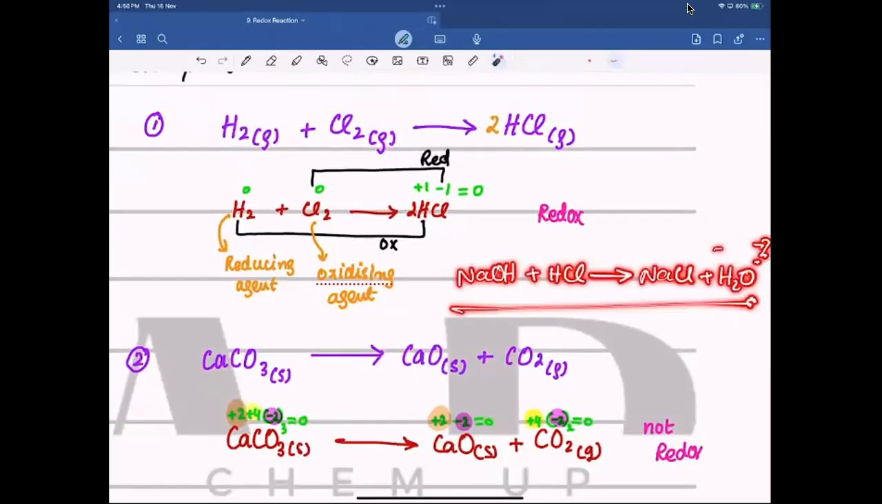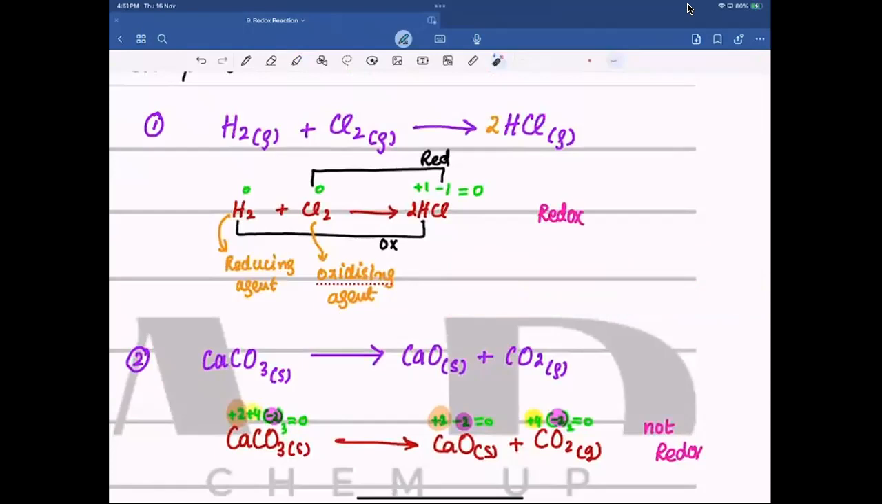-2 is oxygen and +1 times 2 hydrogen, so the net charge becomes 0. -1 +1, net charge 0. -1 +1 +1 -2 +1. If you look at any element, sodium is +1 before and afterwards it's +1. Oxygen is -2 before, afterwards it's -2. Hydrogen is +1 before, afterwards it's +1. So there is no change in oxidation number, so it's not redox.